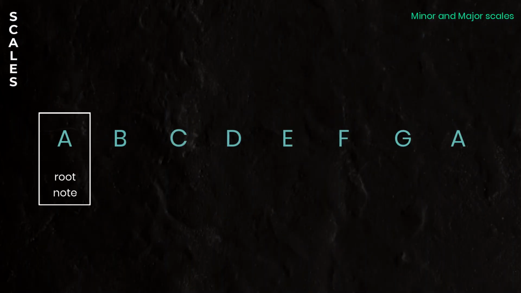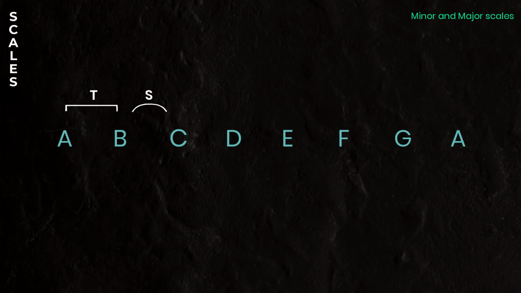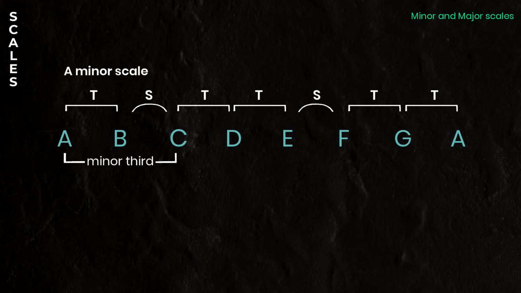The A minor scale is structured according to the following configuration: tone, semitone, tone, tone, semitone, tone, and tone. The third from A to C has a distance of 1.5 tone, so a minor third originates a minor scale.